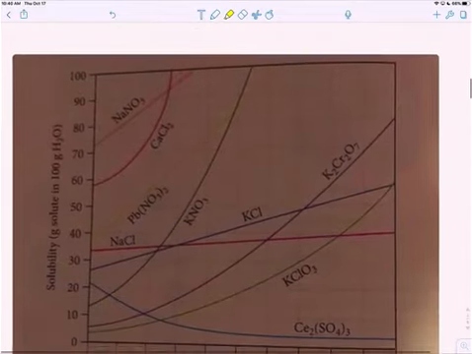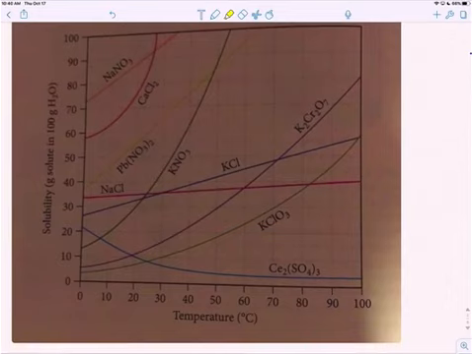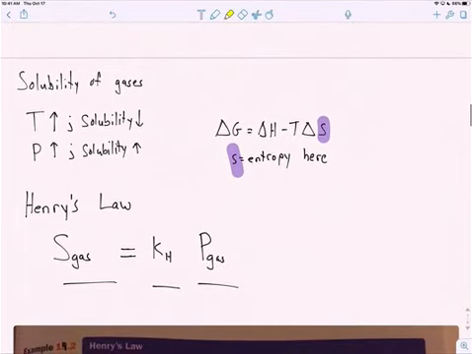Okay, and here is the general trend for solubility, and you can see that for the vast majority there are only a few exceptions. Like here you have cerium sulfate. Cerium(III) sulfate actually decreases in solubility with temperature, but everything else increases, and quite dramatically, actually, typically speaking, for solubility and temperature. And what about gases, though? That's solids. So let's talk about gases.